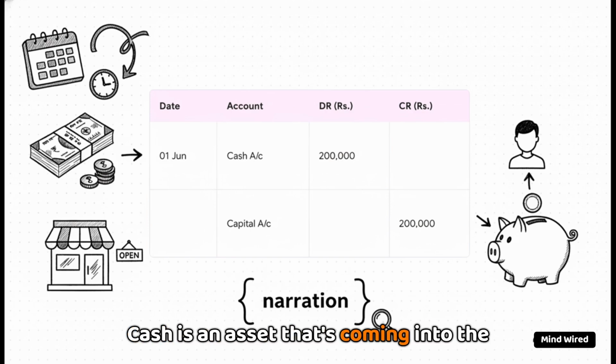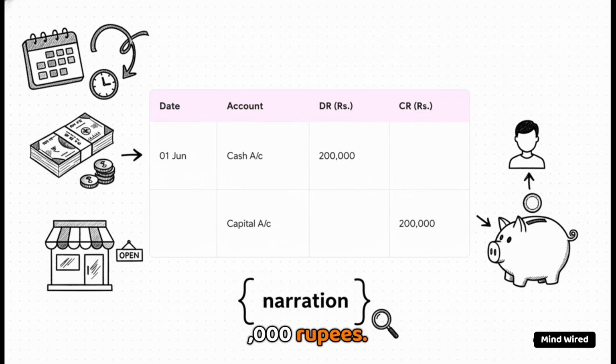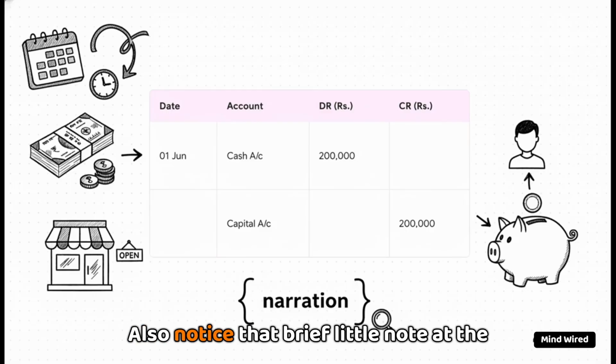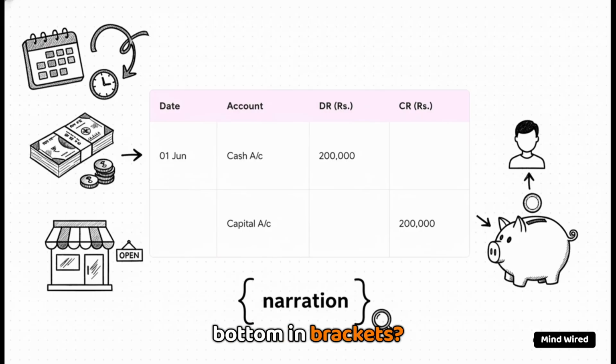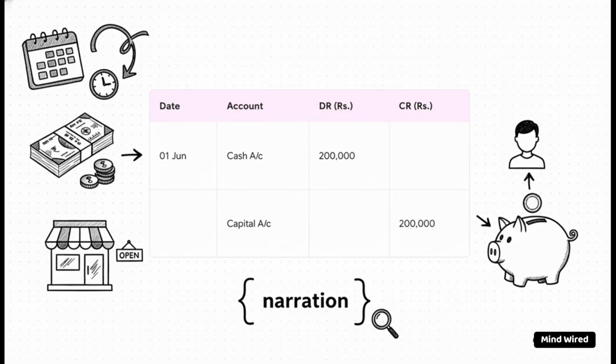Cash is an asset that's coming into the business, right? So we debit the cash account for 200,000 rupees. And where did that cash come from? The owner. So we credit the capital account for 200,000. Also notice that brief little note at the bottom in brackets? That is called the narration, and it just quickly explains exactly what just happened.